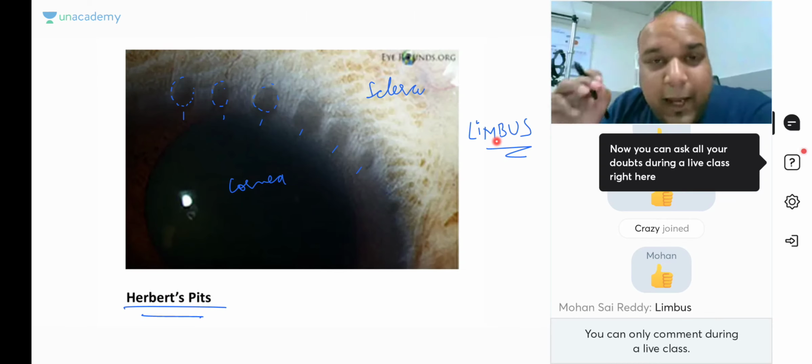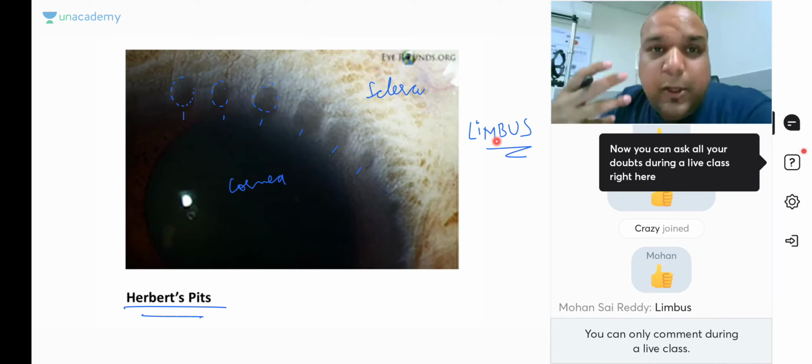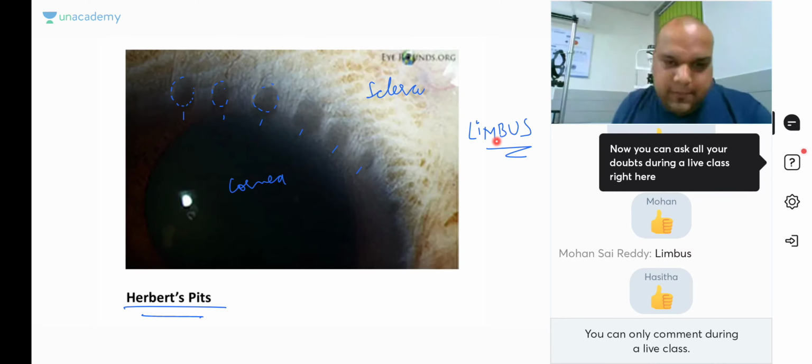That is what you want to first of all focus on. I always say to be able to find a sign, you need to know the site of the sign. So you need to look at the limbus to be able to find the sign. Okay, everybody? Okay, very good, guys. So these are Herbert's pits.